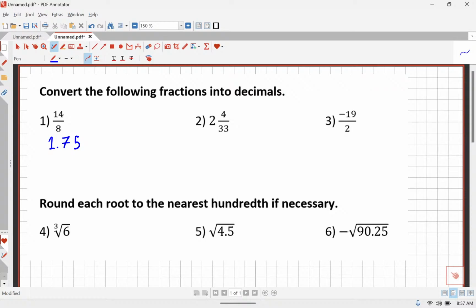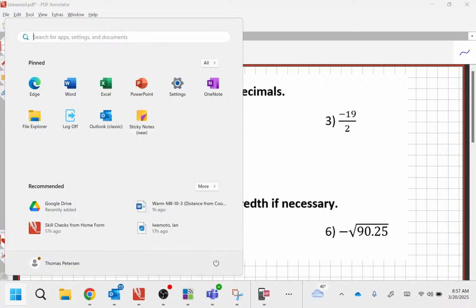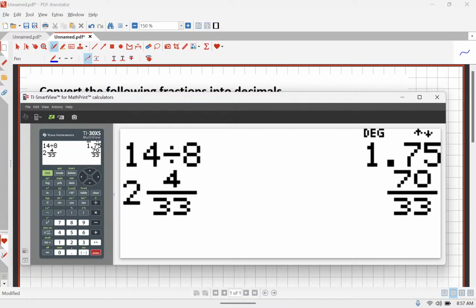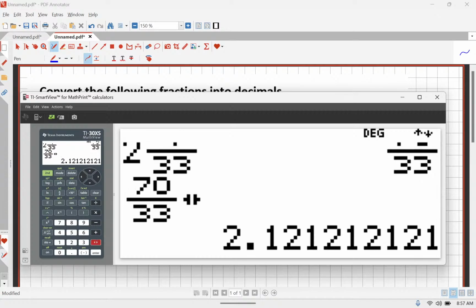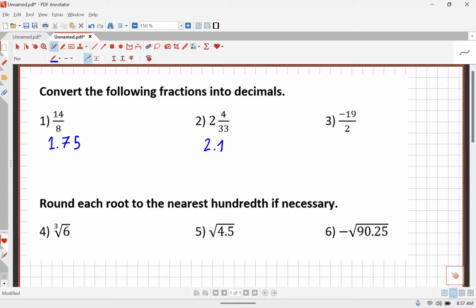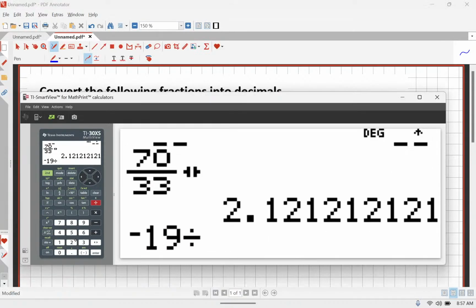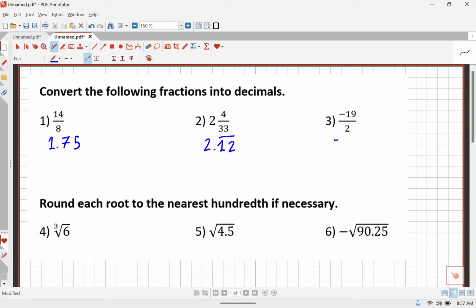alarmed? Great. So this guy, 2 and 4/33, there's a few ways to do that. One of them is you can use your calculator. Type 2, and if you hit second, there's that UND right there. That'll give you the 2 and 4/33, which will give you 70/33, and you can turn it into a decimal, which is 2.12 repeating. Perfect. And then negative 19 over 2 is just negative 19 divided by 2, and that is negative 9.5.